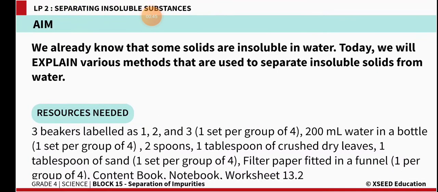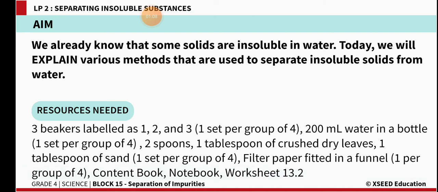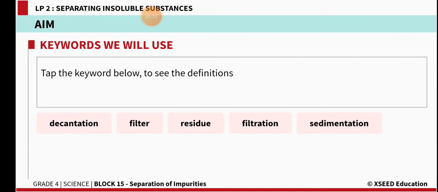Now we'll do one small activity. For doing this, you need 3 beakers labeled as 1, 2 and 3, 200 ml of water in a bottle, 2 spoons, 1 tablespoon of crushed dry leaves and 1 tablespoon of sand, a filter paper fitted in a funnel, your content book, notebook and the worksheet.